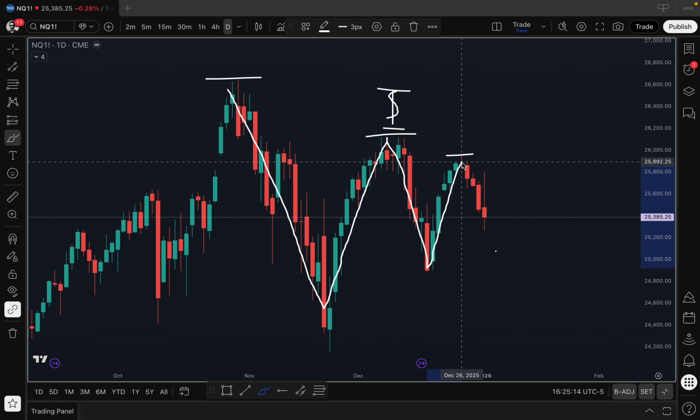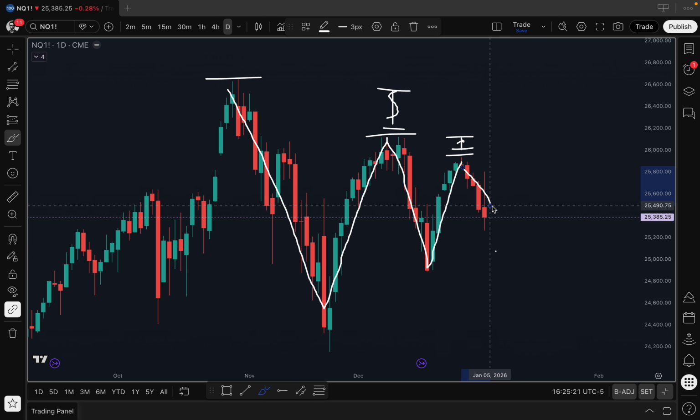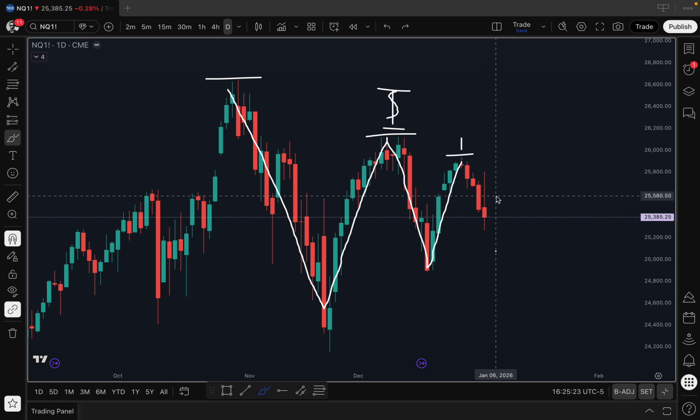We try to attempt again to go up, and we actually got even lower. We can see here, we're not getting this part of it, so we're moving back down. That's the first thing I'm really seeing when I'm looking at this chart.